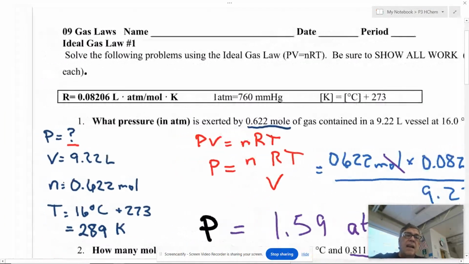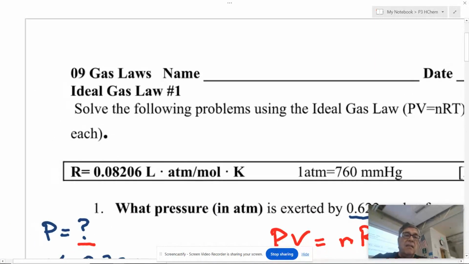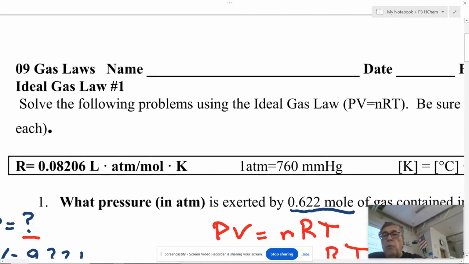So this is kind of your introduction to the ideal gas law. Now, first thing I want to point out to you is this. You have the ideal gas law right here. And we kind of looked at that in the last video. We looked at it yesterday in a video. We're going to look at it more today.